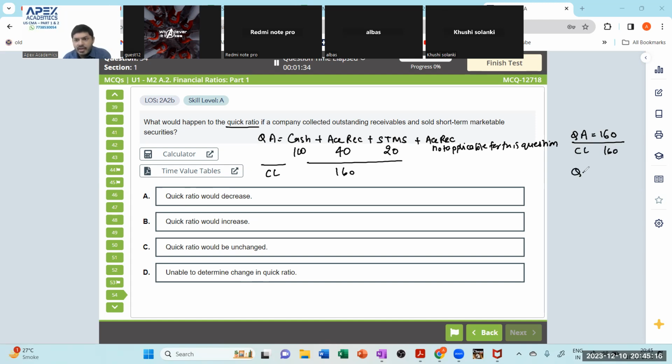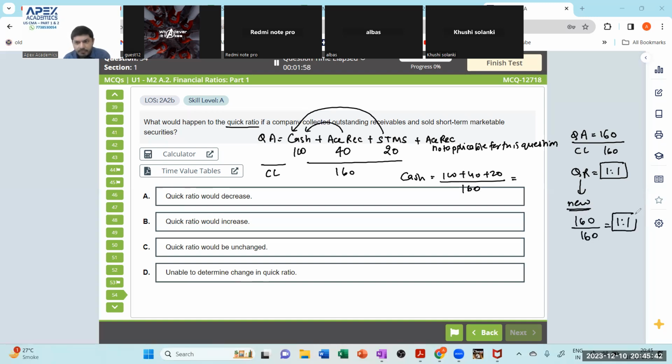So what is my quick ratio? My quick ratio is 1:1. Now what is happening? Everything is becoming cash. Accounts receivable is converted to cash, STMS are converted to cash. So my cash will now become 100 plus 40 plus 20, which is 160, upon 160, which keeps my new quick ratio also 160 by 160, which is 1:1. You will say that this is a very easy question. Why did I waste my time on this question?